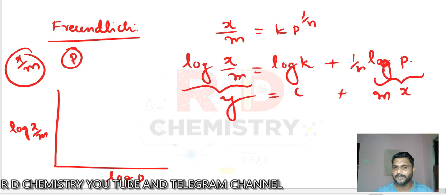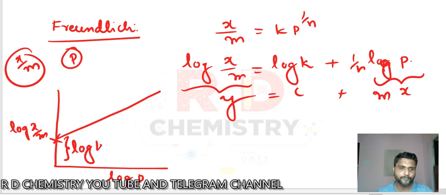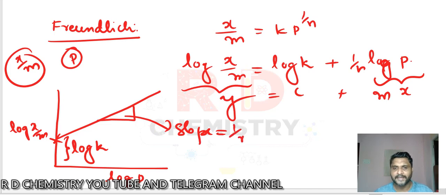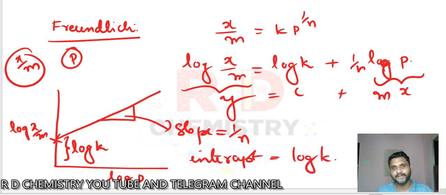Y is mx plus c, but a negative slope is not there. Negative signs are not there. I should get a straight line like this, and this is the intercept. This intercept is equal to log k, a constant k. And if I find out the slope, it would be equal to 1 by n. Slope is 1 by n. And intercept is how much? This is the usual question that is asked actually. Intercept is equal to log k. Clear? Right?